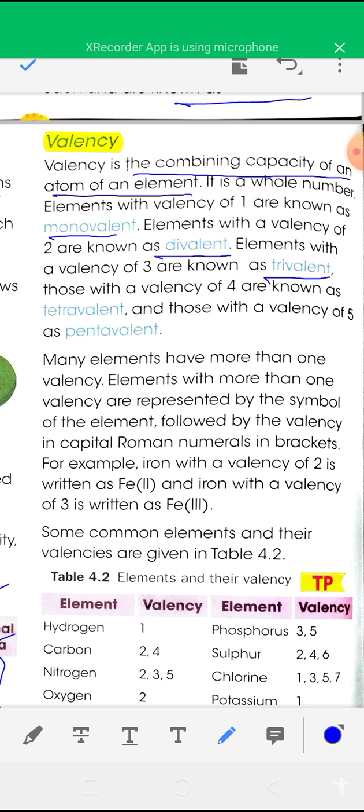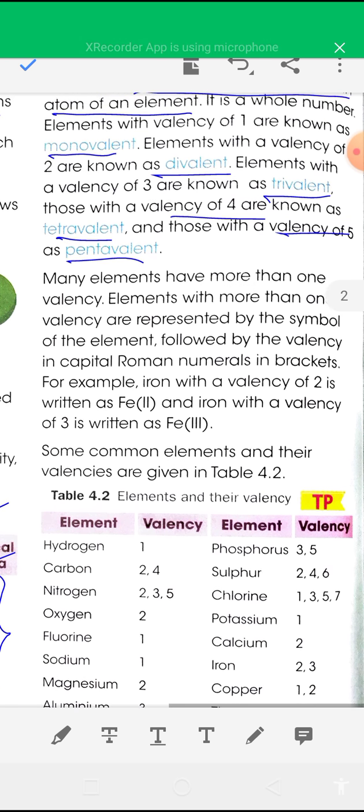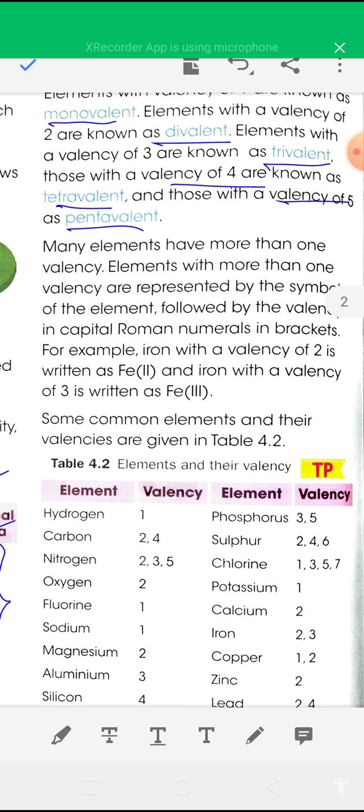If valency is 1, then the element is known as a monovalent element. If valency is 2, then the element is known as divalent. If valency is 3, then the element is trivalent. If valency is 4, then the element is known as tetravalent. If valency is 5, then the element is known as pentavalent. And many elements have more than one valency.